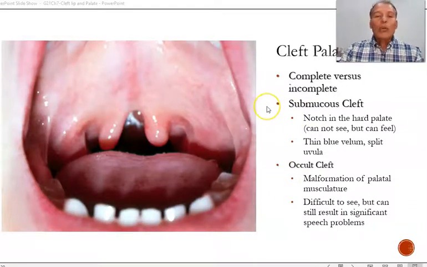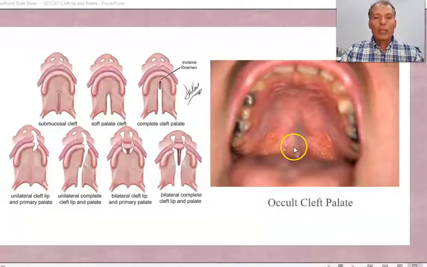So now speaking about cleft palate, this is just one form of it. I'm going to explain. There is a complete cleft palate and there's an incomplete cleft palate. There's a submucous cleft. There is an occult cleft, and let's discuss all of this. But here is an image that shows you every one of these situations.